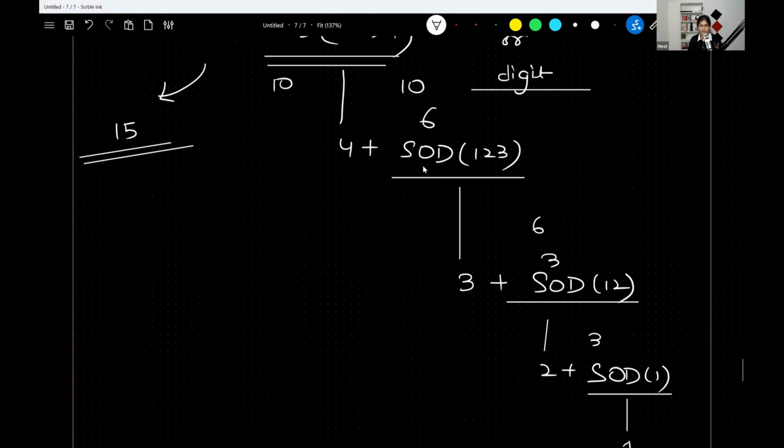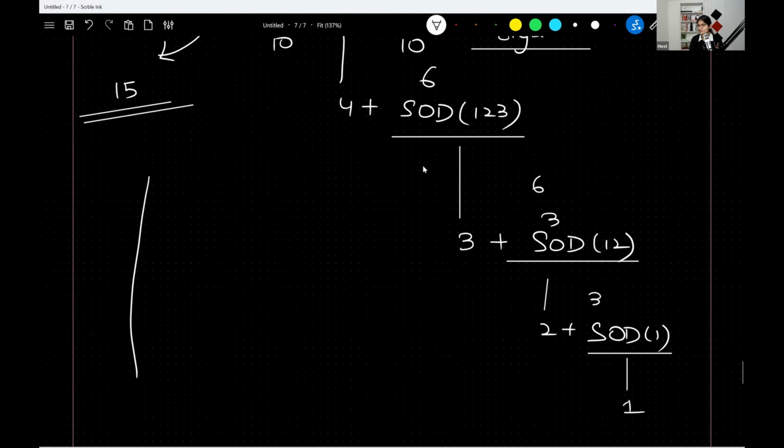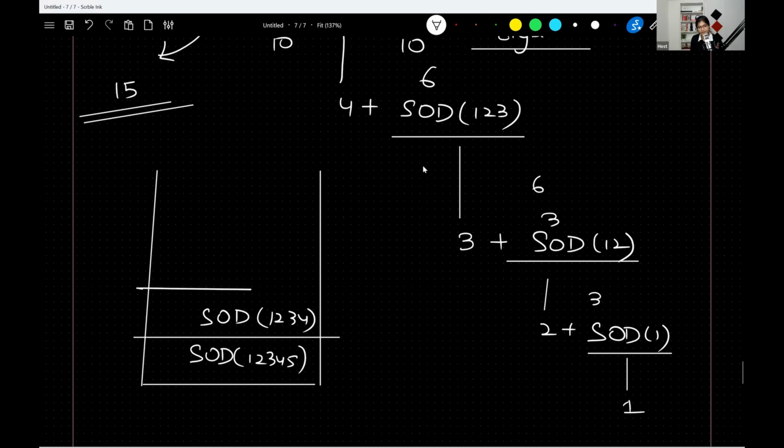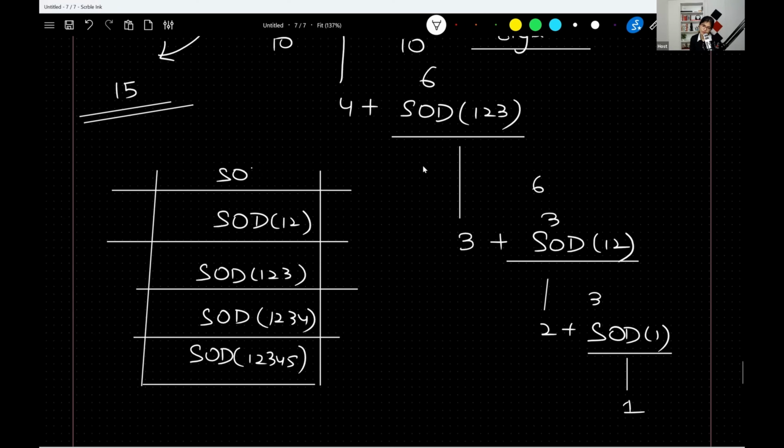And all these function calls, by the way, will be stored in a stack-based data structure. So what will happen? Sum of digit, you will start with 1, 2, 3, 4, 5. Then you are calling sum of digit 1, 2, 3, 4. Then sum of digit 1, 2, 3. Then sum of digit 1, 2. Sum of digit 1.